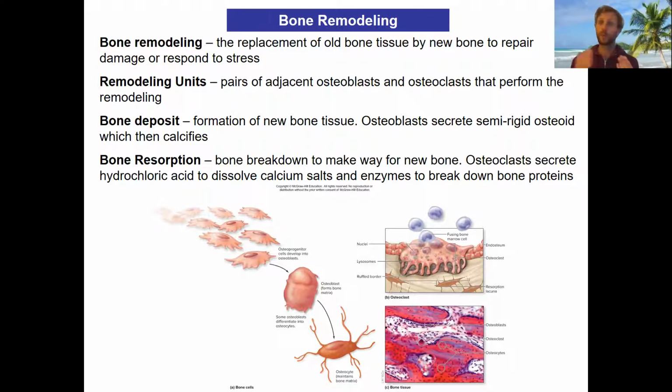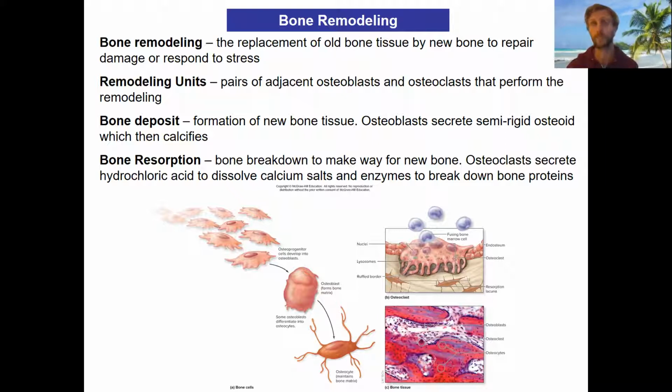So, as we've discussed the cell types earlier in this chapter, we probably wouldn't be surprised that the pair of cells that act as what we call a remodeling unit is going to be an osteoblast and an osteoclast. As we've already discussed, osteoclasts are the cells that have the ability to do bone resorption. Osteoblasts are the cells that have the ability to do bone deposit. And if we're going to replace old bone tissue with new bone tissue, we're going to need that pair of cells doing those pair of processes.